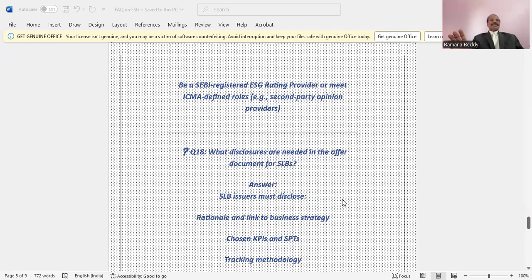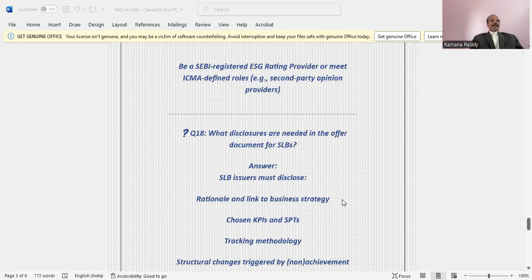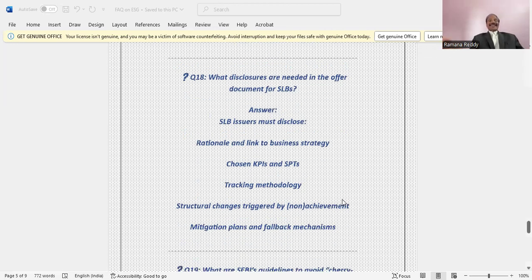Another question: what disclosures are needed in the offer document for SLBs? The SLB issuer must disclose the rationale and link to business strategy, chosen KPIs and SPTs, tracking methodology, structural changes triggered by achievement or non-achievement, mitigation plans, and fallback mechanisms. These are the disclosures needed in the offer document for SLBs.